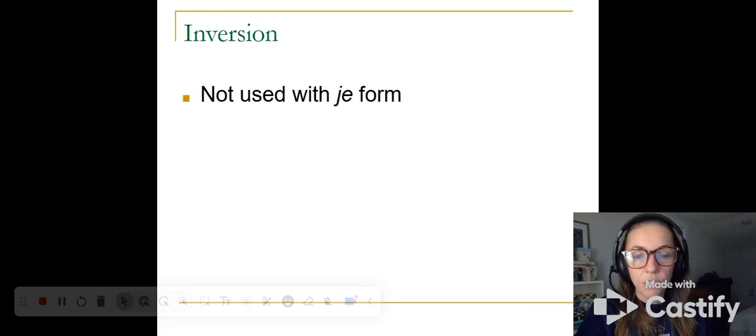All right, we're not going to use the inversion with the je form. Maybe one exception, puis-je aller aux toilettes? There's one version of can I go to the bathroom?